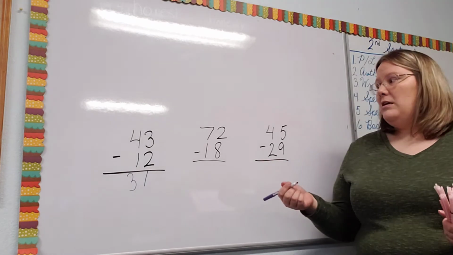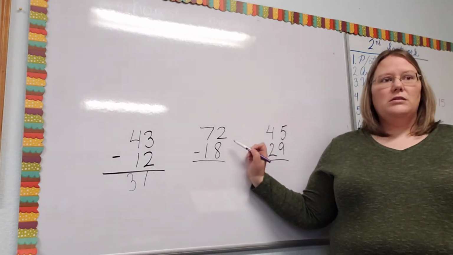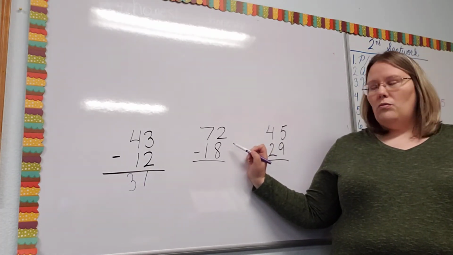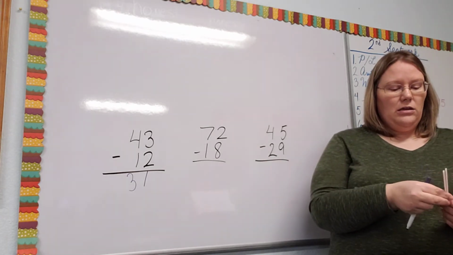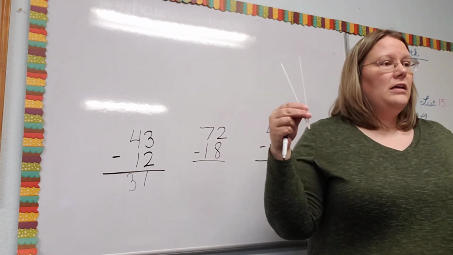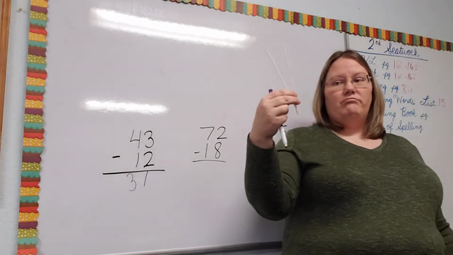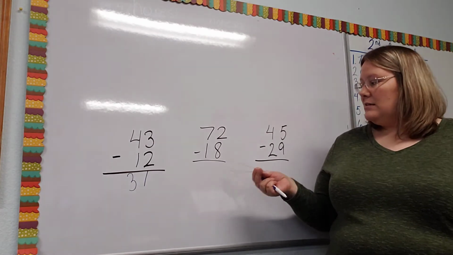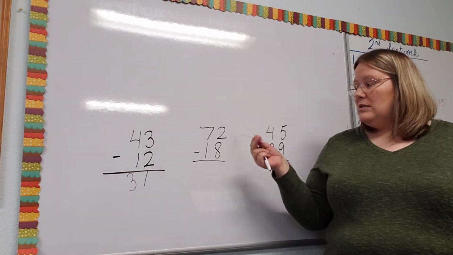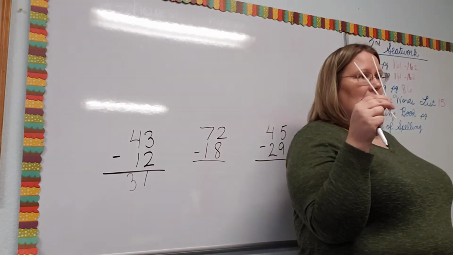But then when you come here, we always want to start in what column? Ones. We have a 2 minus 8. Can you have 2 and take 8 away from these? No. There's no way to do that problem. 8 minus 2 is 6, but 2 minus 8 is not 6.